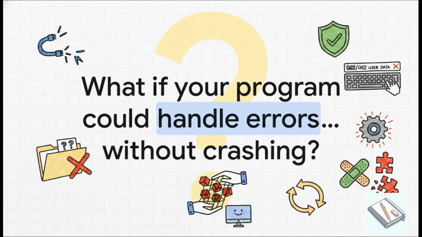A file you need is missing, the network drops, a user types in garbage data, and what's the usual response? Boom, a total crash. But what if, instead of just stopping dead in its tracks, your program could catch that error, deal with it, and just keep on running?